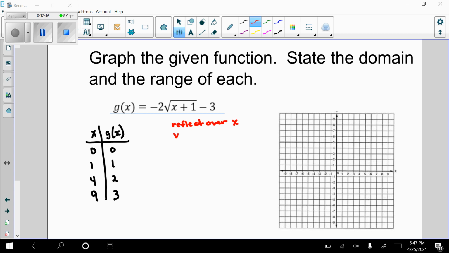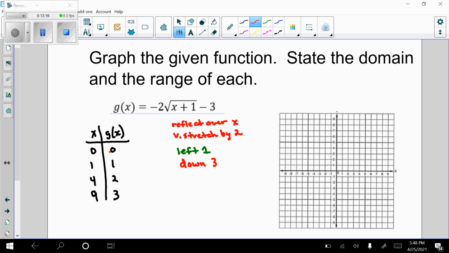My 2 is a vertical stretch by 2. My plus 1 is going to be my x values, so that's going to go left 1. And then I'm back to my y value for down 3. So my red notations are going to all affect my y value, so let's do those first.